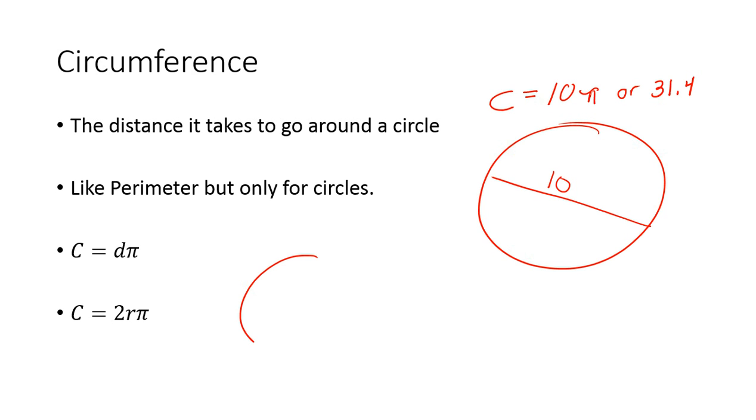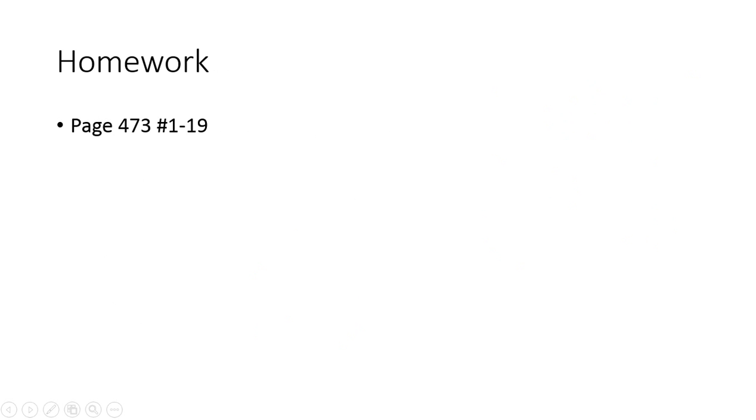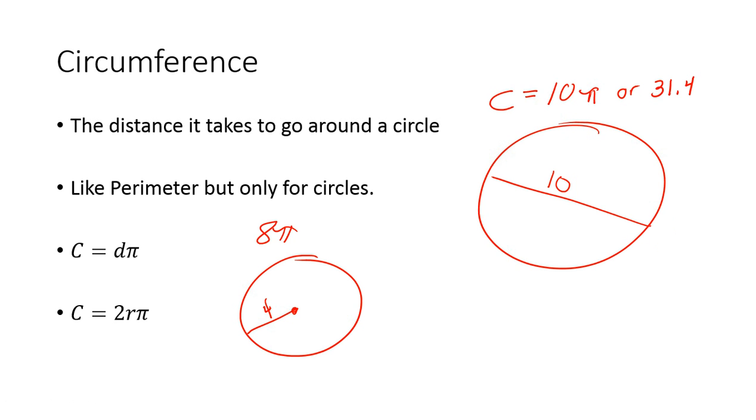Now let's say I have a different circle, and I know that my radius is 4. Find the circumference. So the circumference here would be 2 times 4 times pi, which would either be 8 pi, or if you multiplied it through, would be about 25.12. Okay, so either one of those would end up being your circumference.